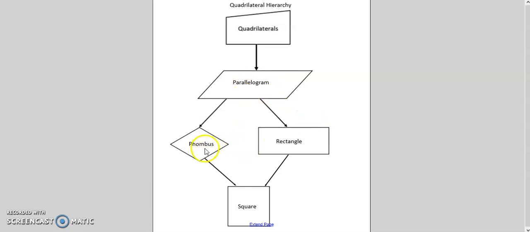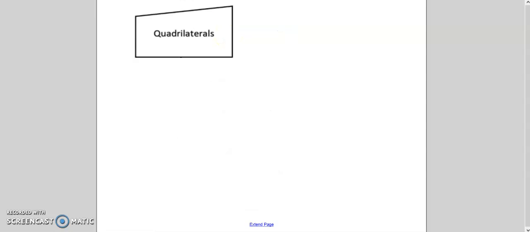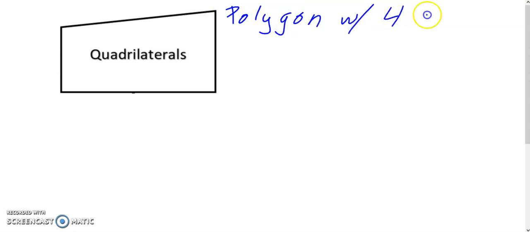Okay? So we know a rhombus, because it's a parallelogram, meets all the properties of a parallelogram, and it meets all the properties of a quadrilateral. Well, what are the properties of a quadrilateral? I am so glad that you asked. A quadrilateral is a polygon with four sides. A polygon with four sides is a quadrilateral.